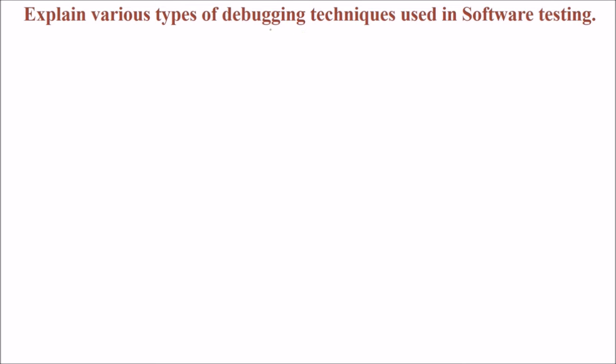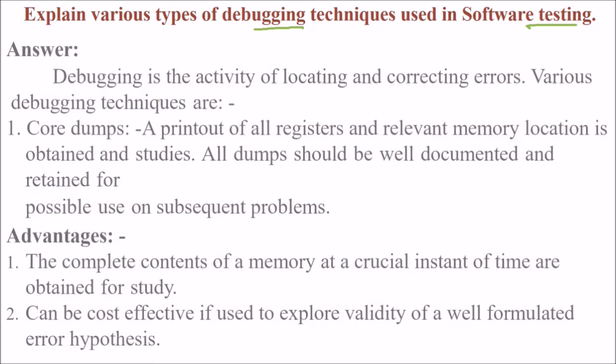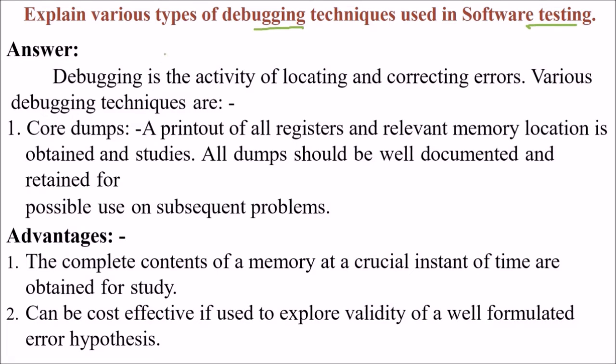Explain various types of debugging techniques used in software testing. The question is asking about various types like brute force, cause elimination, etc. Debugging is the activity of locating and correcting errors, and we have various debugging techniques like code dumps. This is a printout of all registers and relevant memory locations which is obtained and studied. All dumps should be well documented and retained for possible use in subsequent problems.